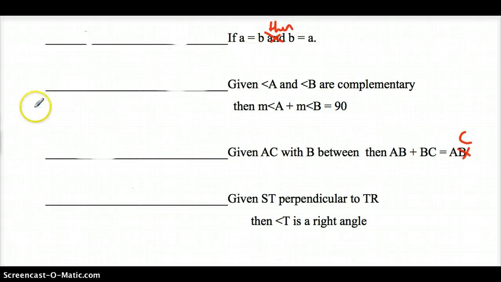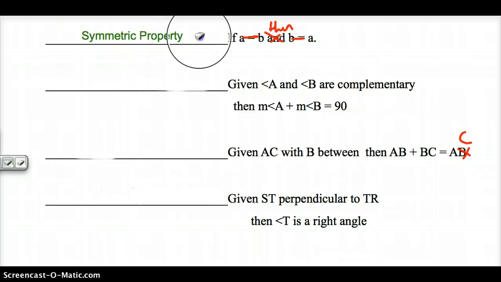B equals A. Now, kids get these confused. Sometimes they think it's the symmetric property or the reflexive property, and they don't know which one is which. Do you see how they're being switched around? A and B are being switched around here. I call that the switching property, or the symmetric property is how I remember it.